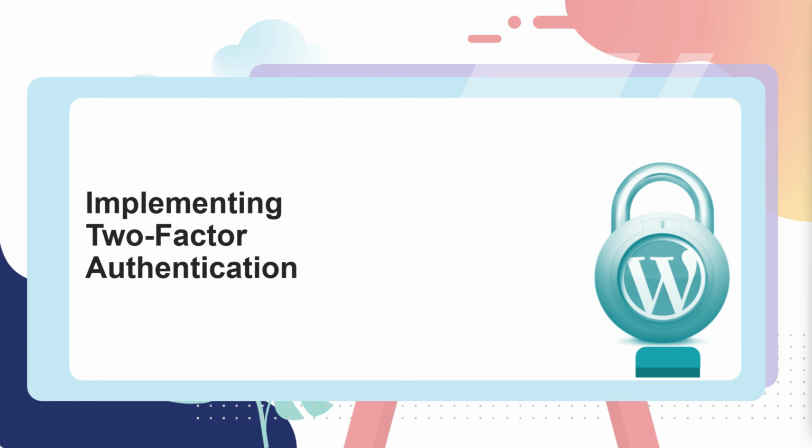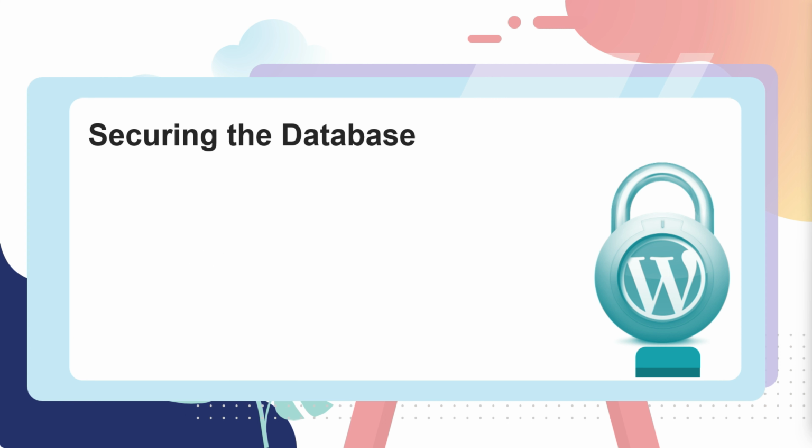The next one is implementing two-factor authentication. Two-factor authentication requires the user to provide a second form of verification, like a code sent to their phone, in addition to their password. Use a plugin like Google Authenticator or Authy to set up 2FA on your WordPress site, which significantly reduces the risk of unauthorized access. In case your password is leaked, if two-factor is enabled on your website, no one can log in to your admin panel.